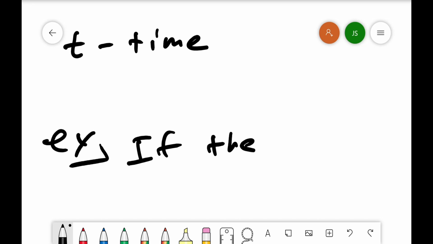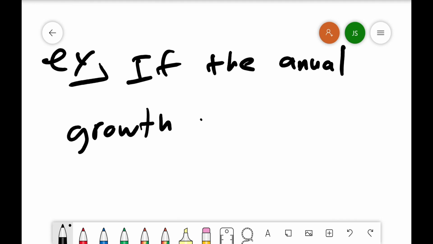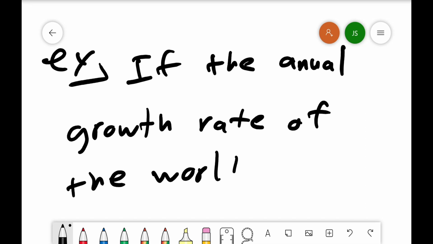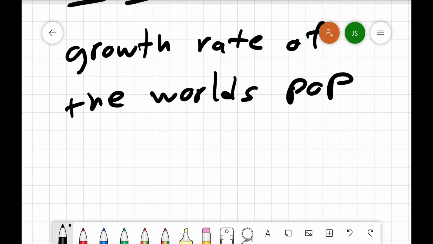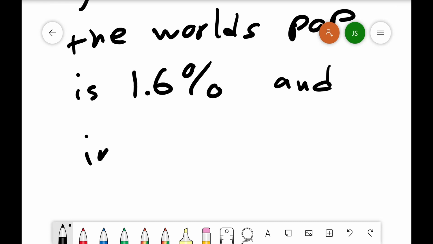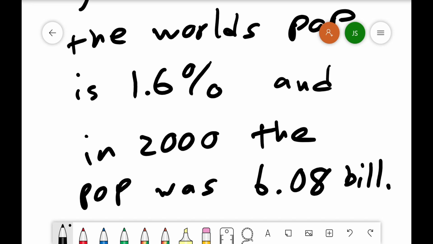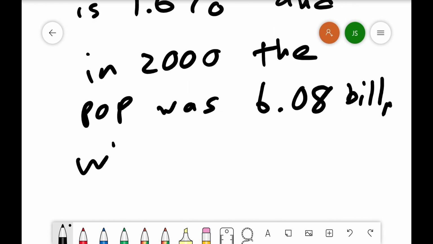If the annual growth rate of the world's population is 1.6%, and in the year 2000, the population was 6.08 billion, what will the population be in 2030?